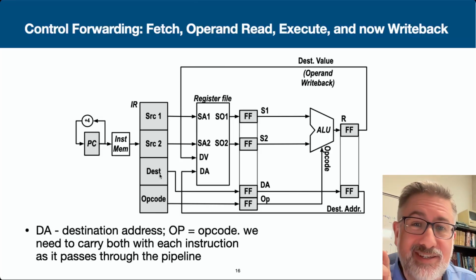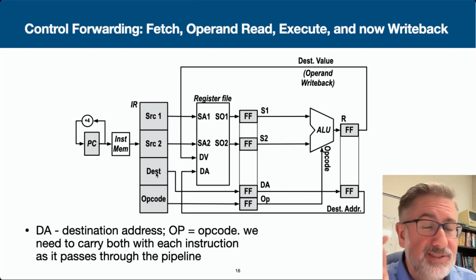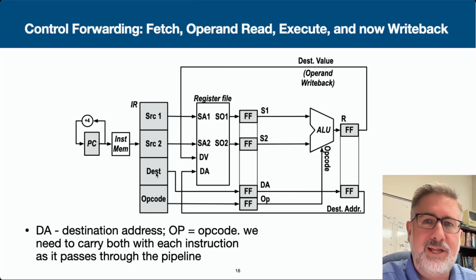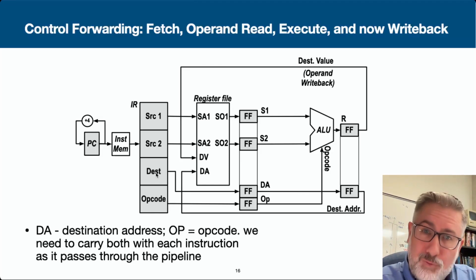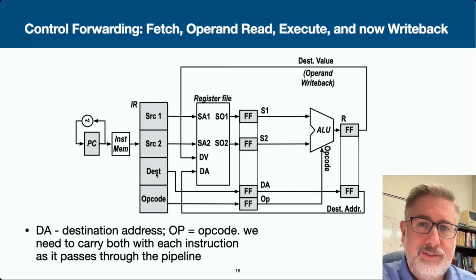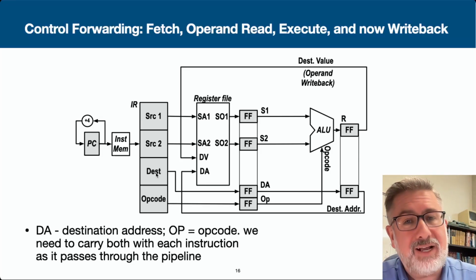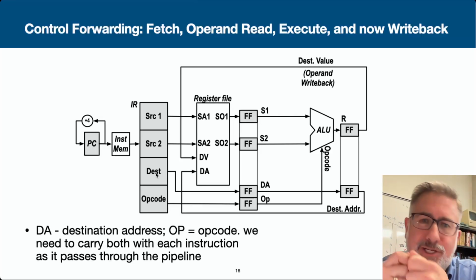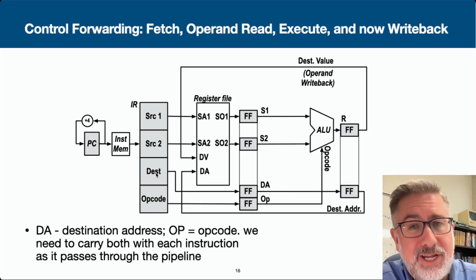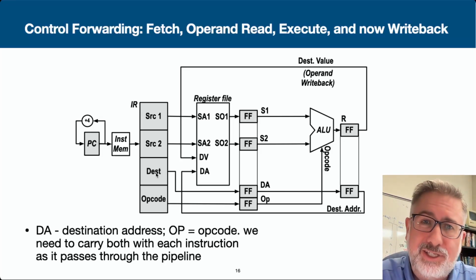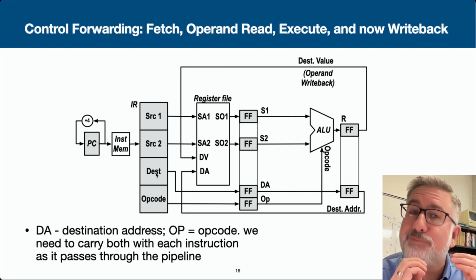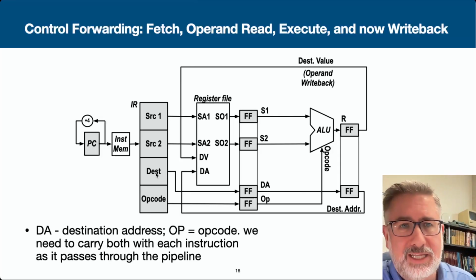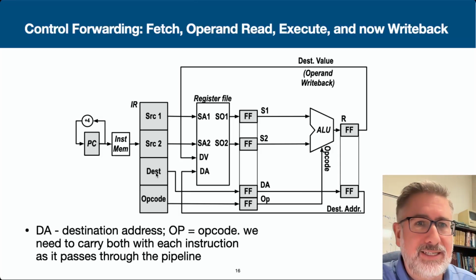We've also added the destination address because when you think about it, if we have an instruction go all the way through the pipeline, the ALU produces a result and writes that back into the register file, where do we write it back? We need to know which register to put the result in. And so we have to carry that information along with us as well. Any information that we need in order to execute that particular instruction at that particular stage of the pipeline, we have to carry along with us in those intermediate latches. So that's the idea with this stuff.